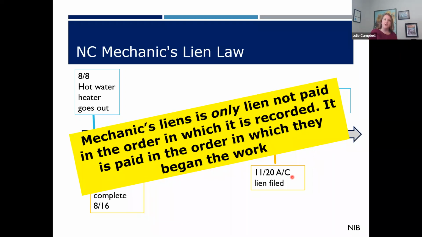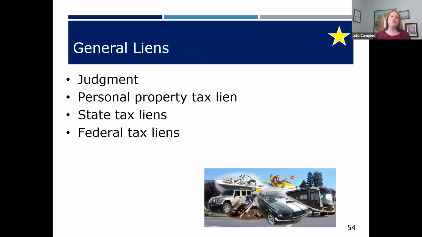So specific liens attach to the property, general liens attach to the person. They go where the person goes, and they will remain with the person until they get paid off. This applies to any type of loan, not just a mortgage loan, but a car loan, a personal loan. They will follow the person until they're paid off. Judgments are issued by the court. The judge could put a judgment on you that requires you to pay.